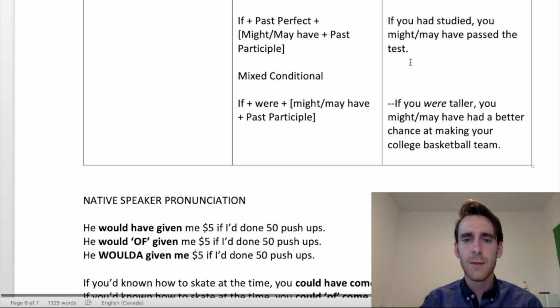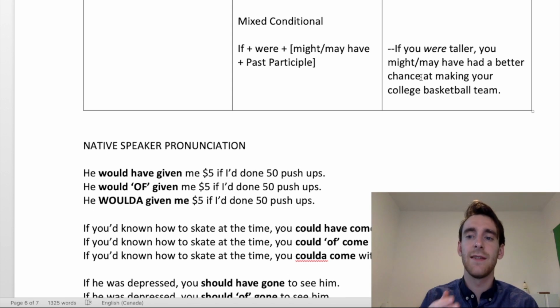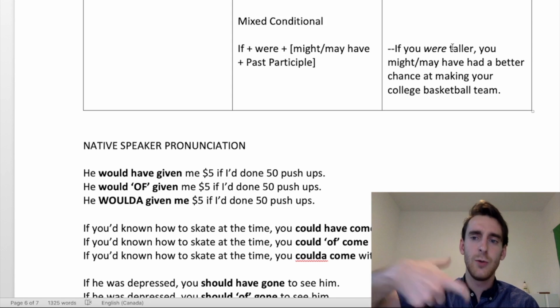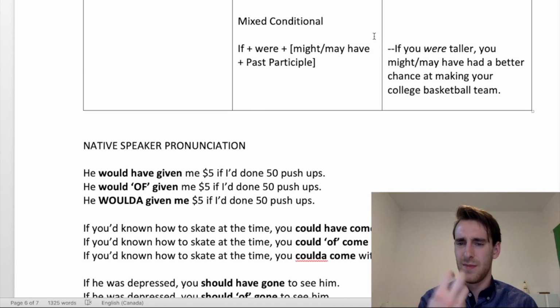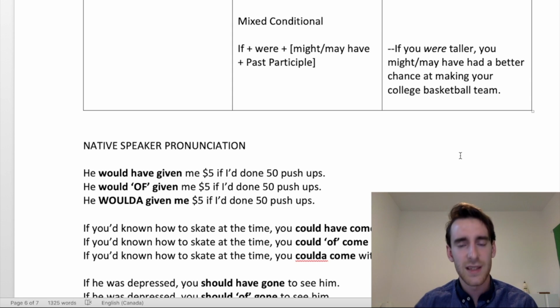Now, mixed conditionals. So if plus were plus might or may have. So if you were taller, you might have had a better chance at making your college basketball team. Note that here we have to be. So the to be is now. That's why we use this sort of mixed conditional. That's the common formula here, because with to be, you don't change who you are, so it's still now. But you might have had a better chance at making your college basketball team.